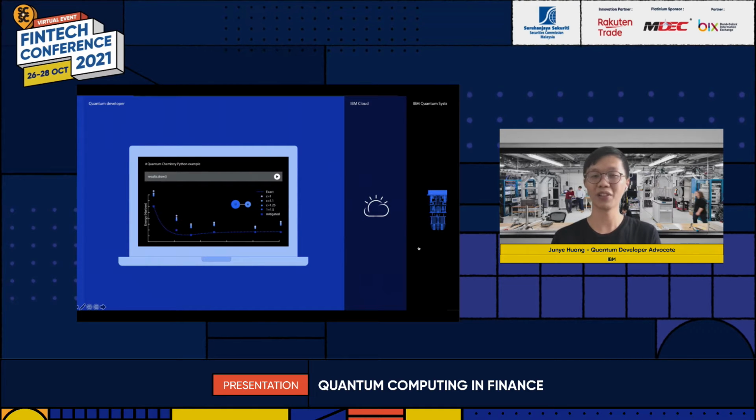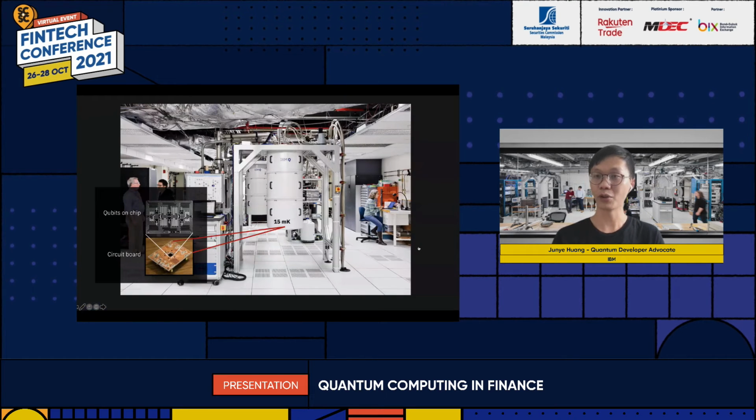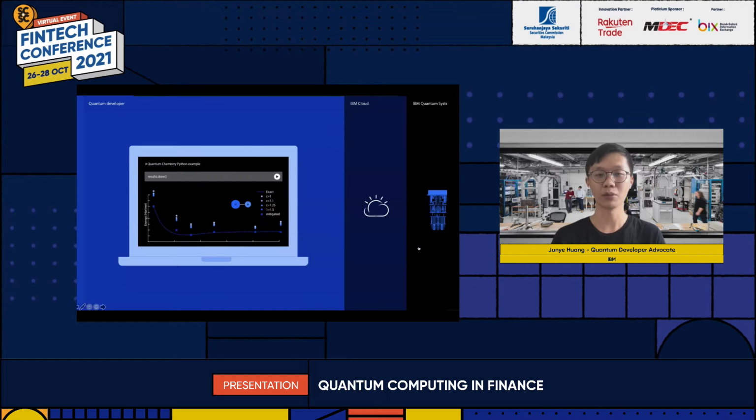Because before IBM put a quantum computer on the cloud, only people who had access to a research lab, like what I did in my PhD, only those researchers could have access to this. But now anyone, including yourself, in a very short time can register an account, create a program, and run it on the quantum computer.